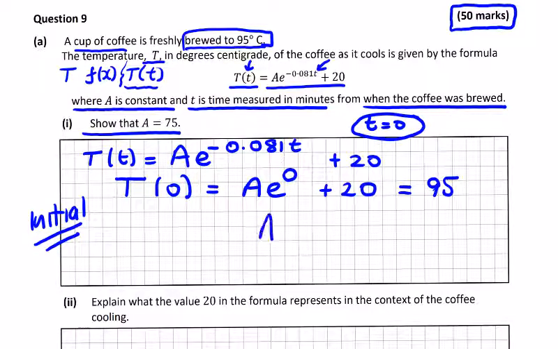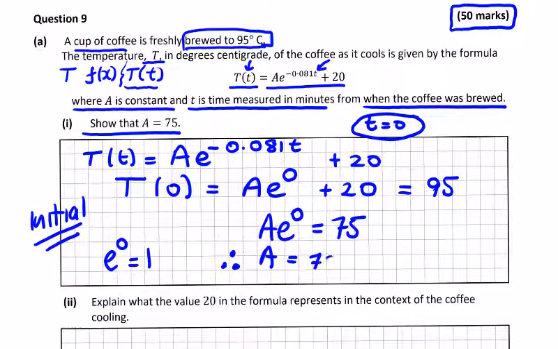So you can see here that A e to the power of 0, I would show the examiner, I'd leave the e to the power of 0 in, is equal to 75. e to the power of 0 is equal to 1. I would write that down. e to the power of 0 is equal to 1. Therefore, A is equal to 75, which is what you were asked to show up here.